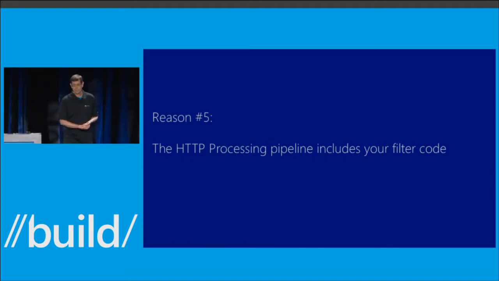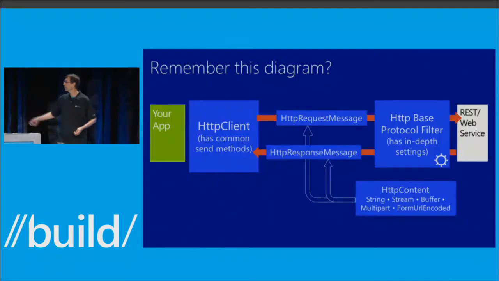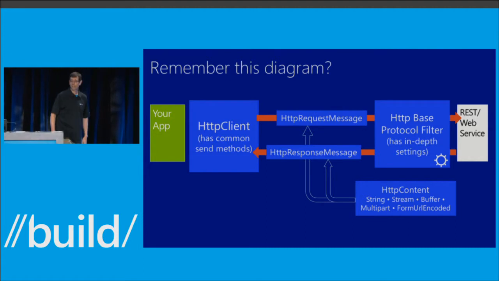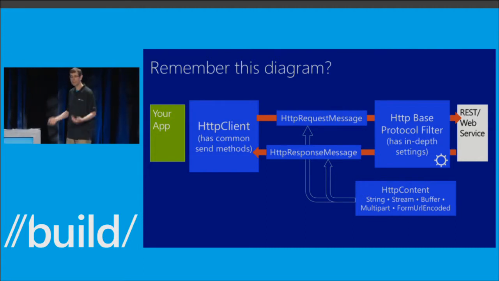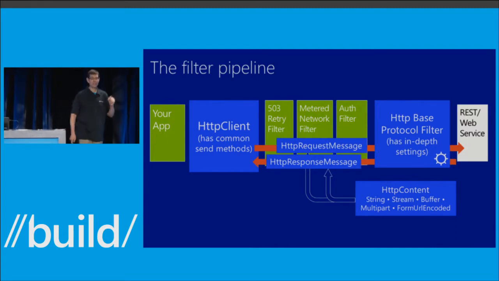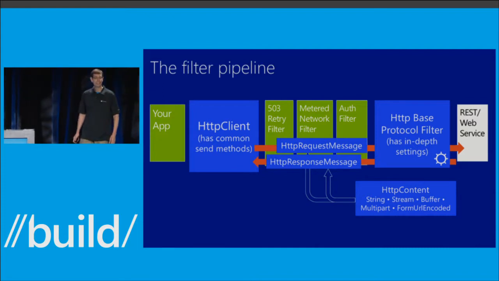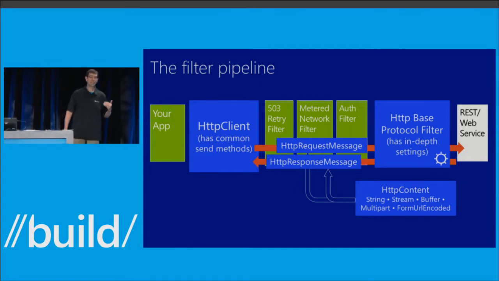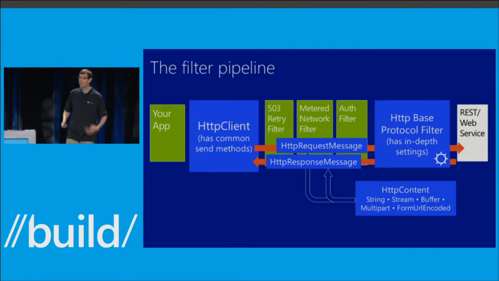What is a processing pipeline? Well, you remember this from before. Right? That's the HTTP client object on the left, the base protocol filter on the right, and in between the request message, the response message, there's a big gap. That gap can be filled with your code. Your code can be injected into a processing pipeline. That means when you call HTTP client, when you call this getStringAsync, it will automatically step through each filter provided. Each filter sees every request message going out. Each filter sees every response message coming back, and they can modify them, and they can short-circuit the whole process.